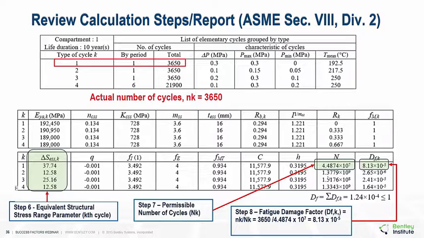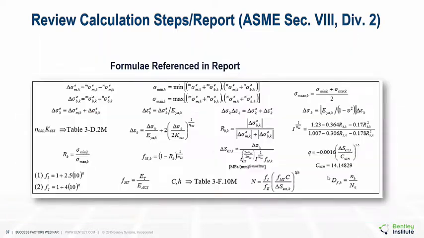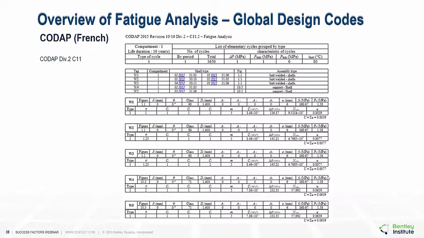This fatigue analysis is performed for all the weld joints for the complete fatigue evaluation of the equipment. Shown above, the report clearly states all the formulae, which is very conveniently referenced by the engineer, and it helps in reviewing or checking the calculation results. Now let's take a look at fatigue analysis for all the global codes which are offered by the program.